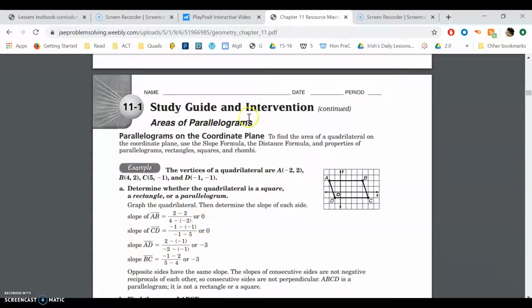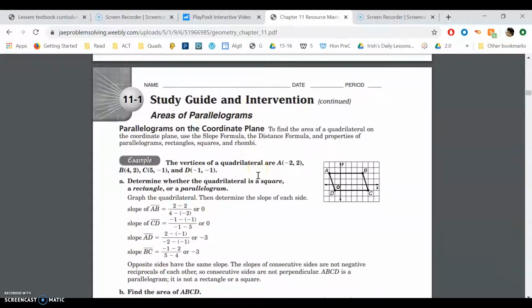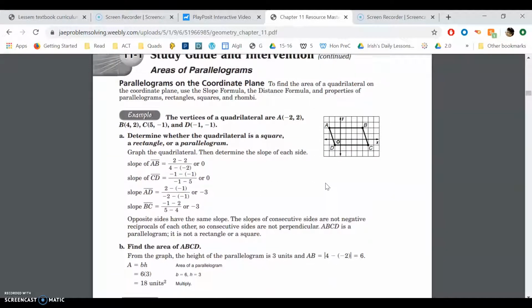Alright, we're going to do areas of parallelograms part 2 this time. Part 2 means we're going to put it on a coordinate plane, so we're going to mix some geometry with some algebra. Alright, so we're going to do this practice problem first.